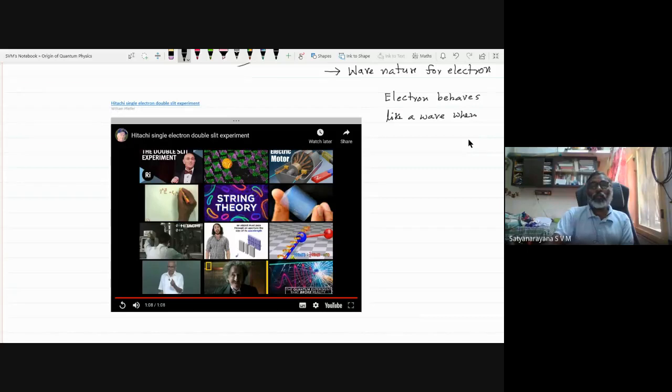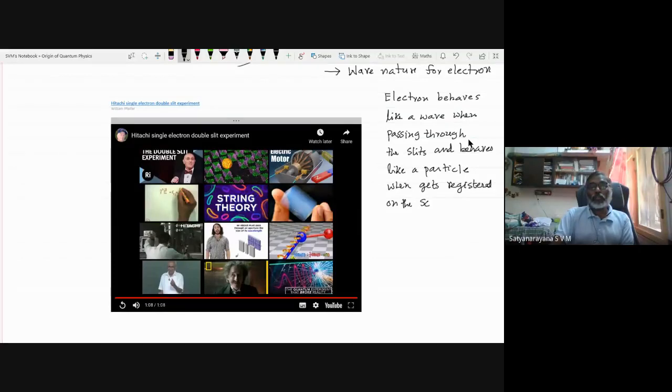when passing through the slits, and behaves like a particle when it's registered on the screen. Okay. So this is in some sense, we can say in science what we do is we make something called a hypothesis.